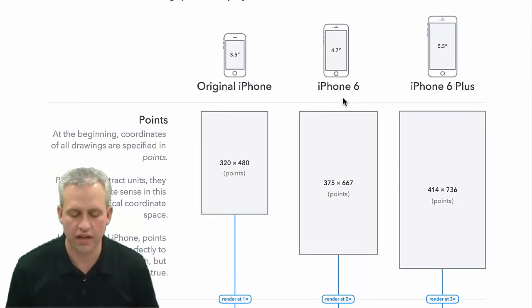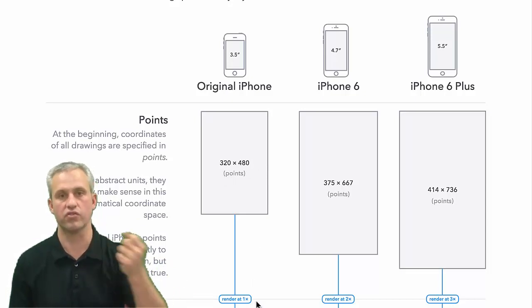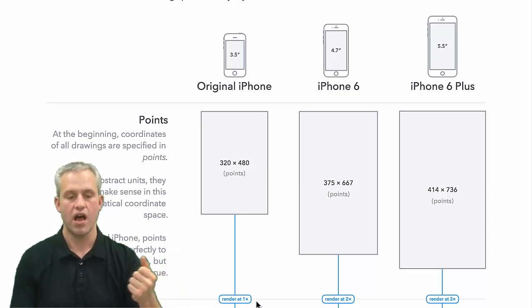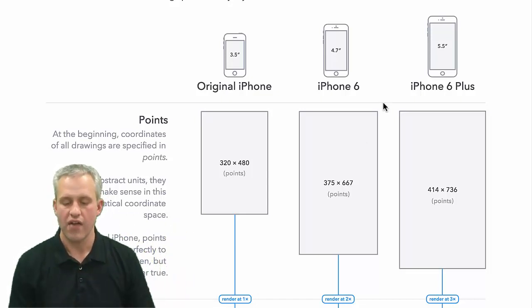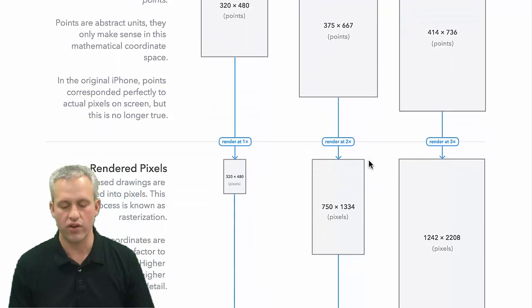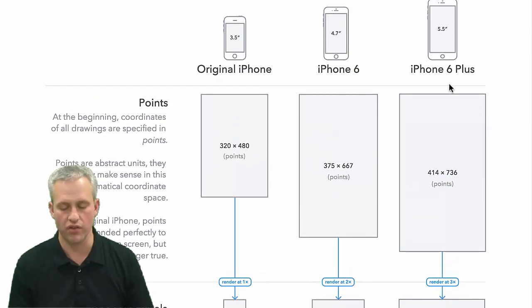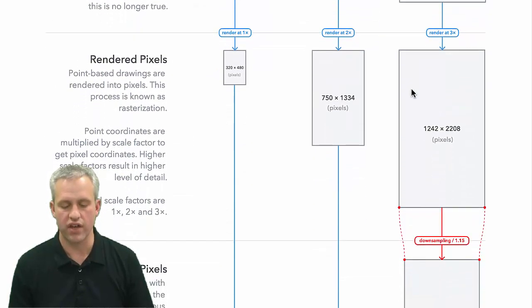You can see that they wanted to talk about points first. The original iPhone had 320 by 480 points. It just rendered that at 1x, so 1 point was 1 pixel on the first one. Obviously, the Retina was a 2x. Then they compare that to what the iPhone 6 and 6 Plus do. The 6 has these points, and they get rendered at 2x for the iPhone 6 and 3x for the 6 Plus, which is kind of interesting. Then it has the rendered pixels, which is a certain size.